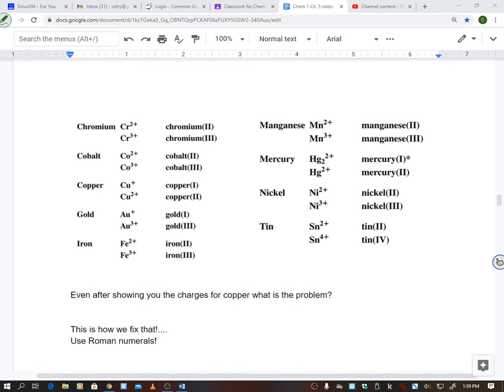So how do I know which one's which? And look at this chart. How do I know if I'm dealing with chromium 2 or chromium 3? If I just write chromium. And the answer is that you cannot just write chromium. You have to give me a Roman numeral. You have to tell me, hey, it's chromium 2, or you have to tell me, hey, it's chromium 3. And I'll tell you how we figure that out too.